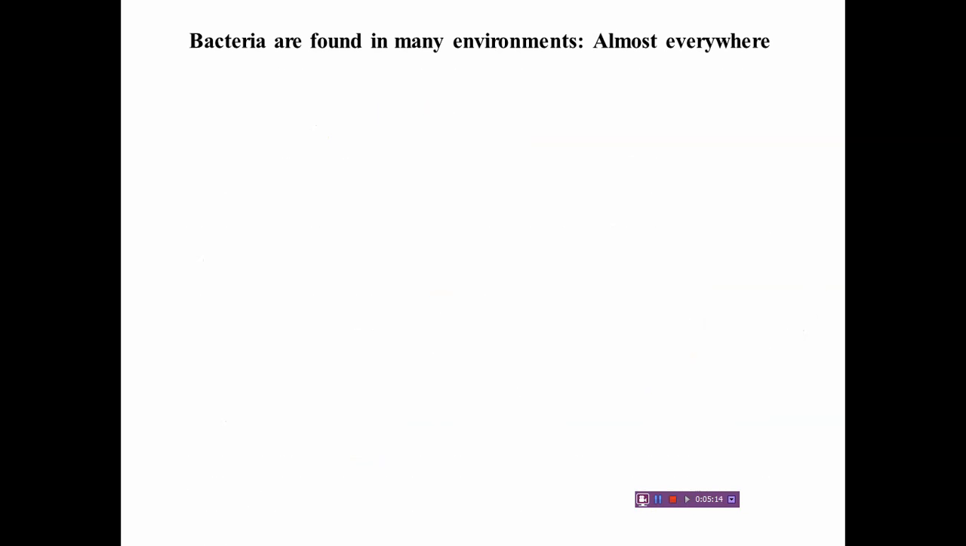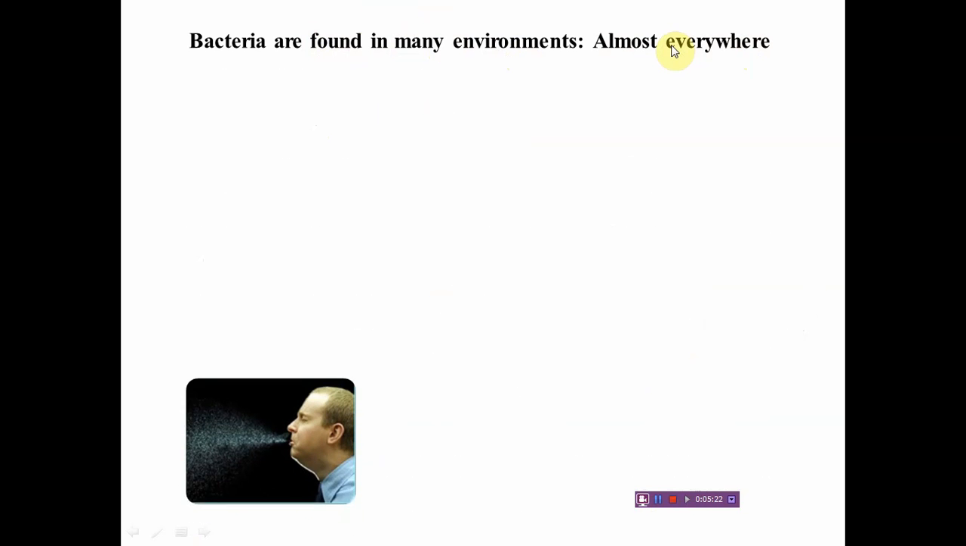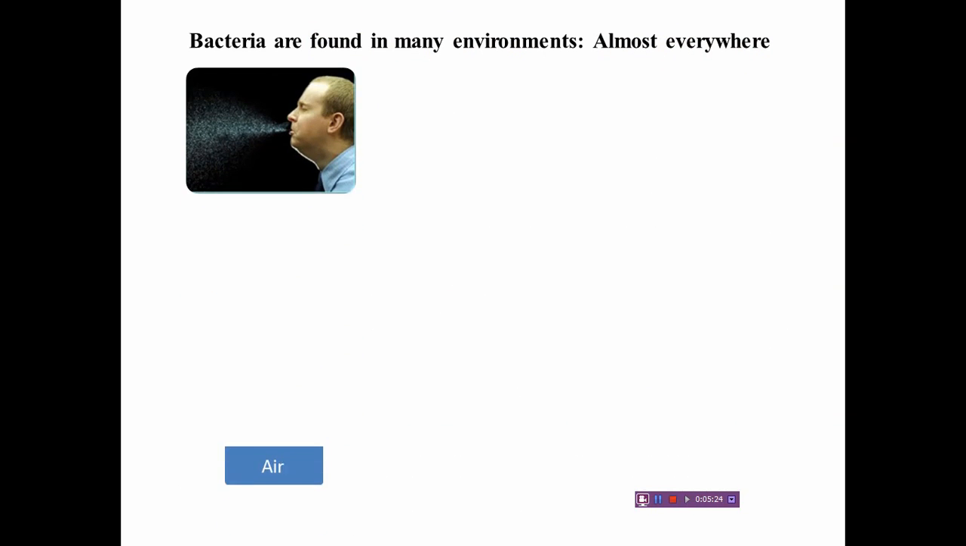Bacteria, where are they found? So bacteria are found in many environments. They are almost everywhere. They are found in almost all habitats. They are present in the air which we breathe. The spore forms of microorganisms are present in the air, and mostly bacteria are present in spore forms, like the cells which belong to the Bacillus genus and the Clostridium genus. The spores of these bacteria are present in air.